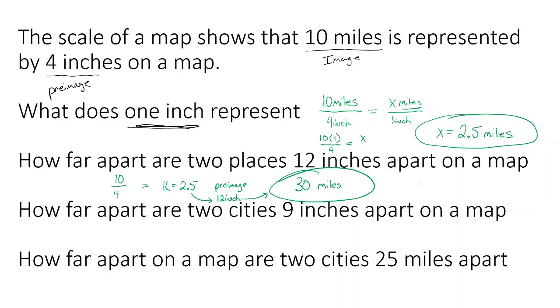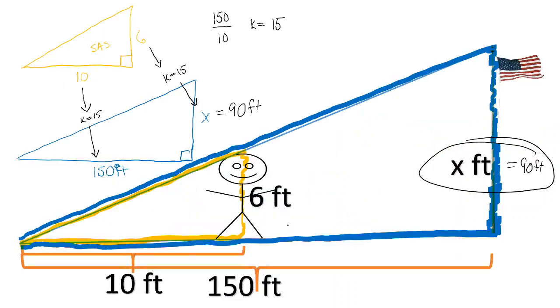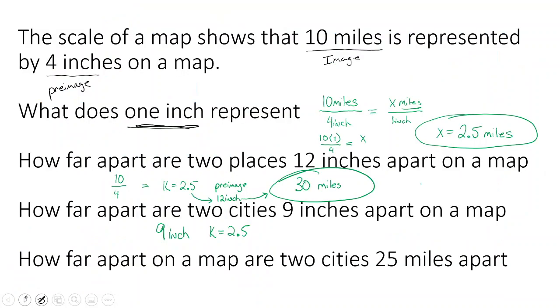Then it says, how far apart are two cities on the map that are 9 inches apart? I could do the same thing. I have 9 inches, and because we already know that the k-factor is 2.5, we'll do 9 times 2.5 equals, excuse me, let me get back to our slide. 9 times 2.5 equals 22.5 miles.